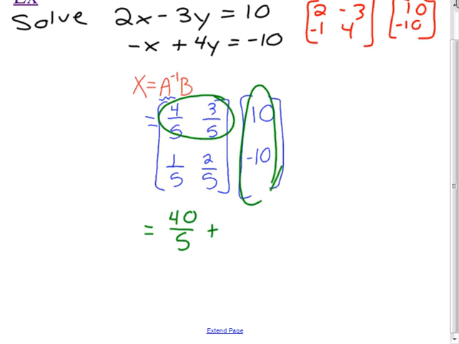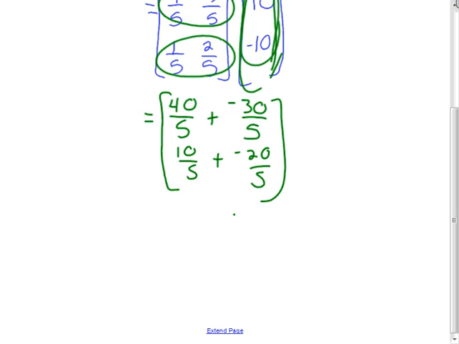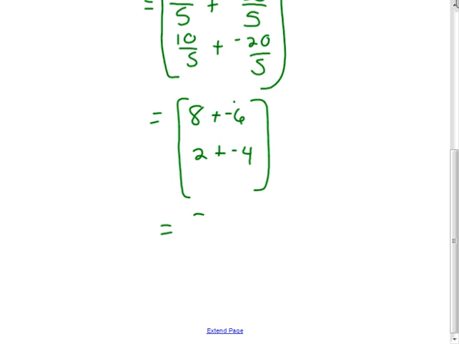40/5 plus negative 30/5. And this row by this column is 10/5. Oops, this is all one matrix. 10/5 plus negative 20/5. And now just simplify, which gives me 8 plus a negative 6 and 2 plus a negative 4, which gives me 2, negative 2.